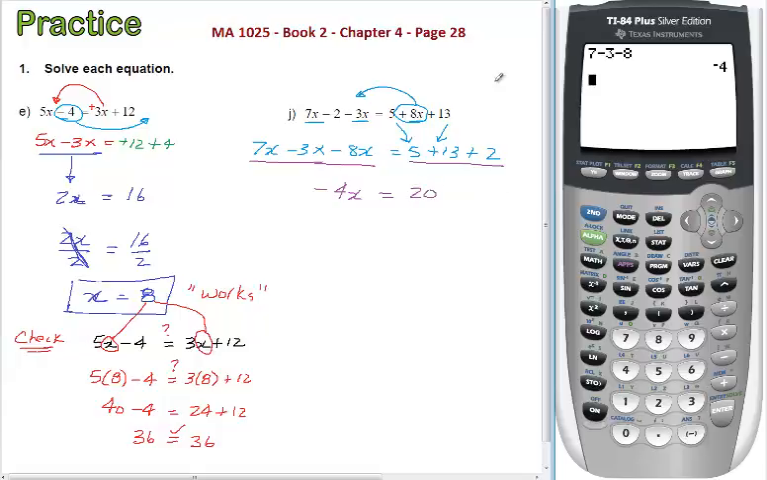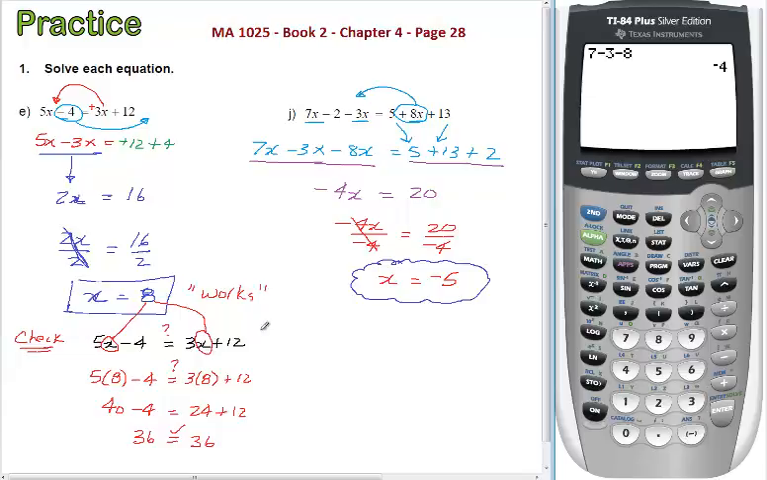Now what do we do at this stage? Okay, we must get rid of the coefficient in front of the x by dividing each side, each term by it. Okay, so these cancel and you're left with 20 divided by negative 4, which is negative 5. And the question comes again. Do we know our answer is correct? There's your answer right there. And again, I'll run the check.